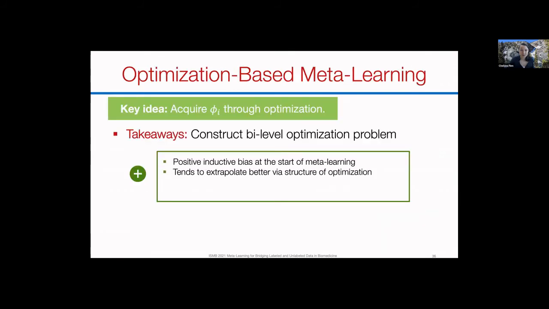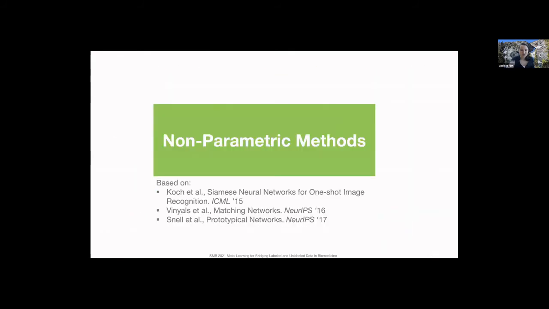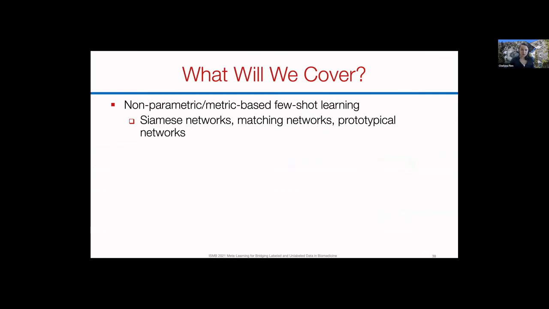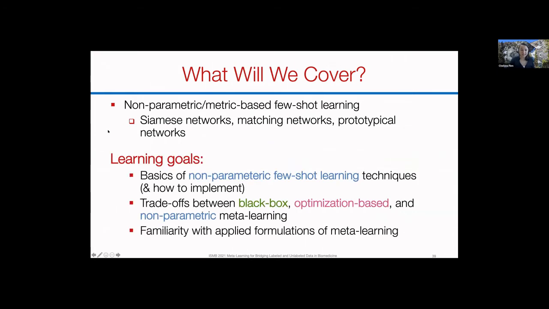So we've talked about optimization-based metalearning. Now we're going to talk about one more class of metalearning methods, which is called non-parametric methods. So we're right here. And in particular, we're going to cover non-parametric and metric-based few-shot learning methods. We're going to cover 3 different methods. And the goals here will be to understand the basics of non-parametric few-shot learning techniques, the trade-offs between different metalearning methods, and some familiarity with these different applied formulations of metalearning.